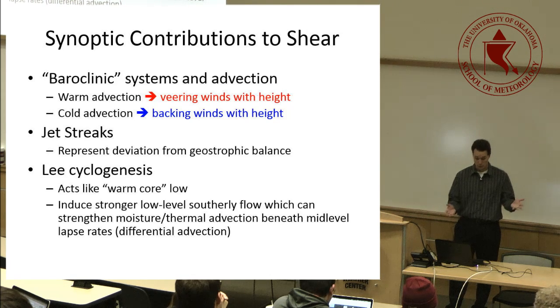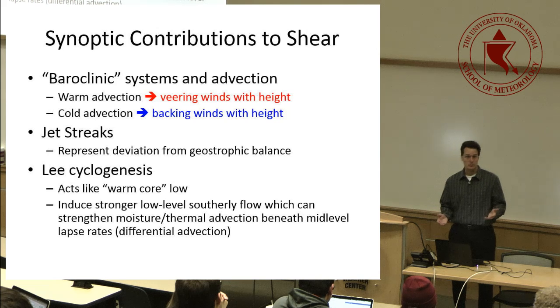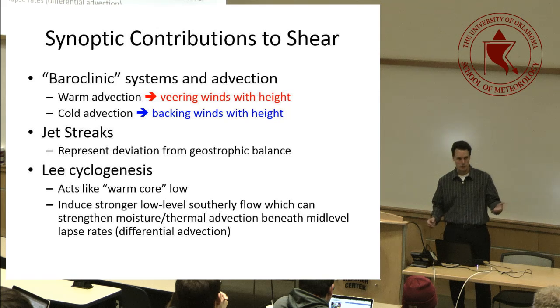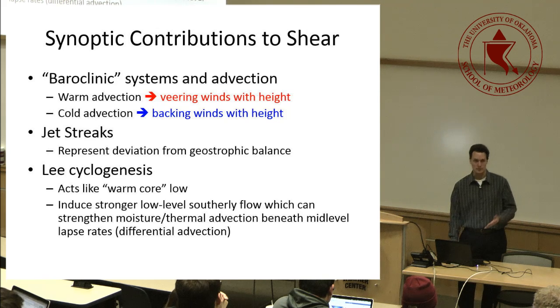In creating this low, we induce southerly flow near the ground, which is coming from a different source region at a lower elevation, and the mid-level flow over the mountains is bringing lapse rates from somewhere else. So we've already set the stage for differential advection with lee trough formation.